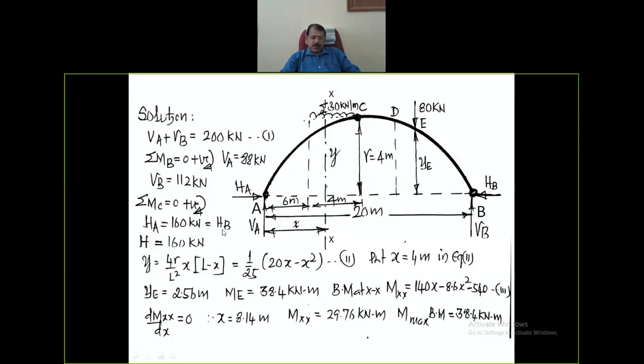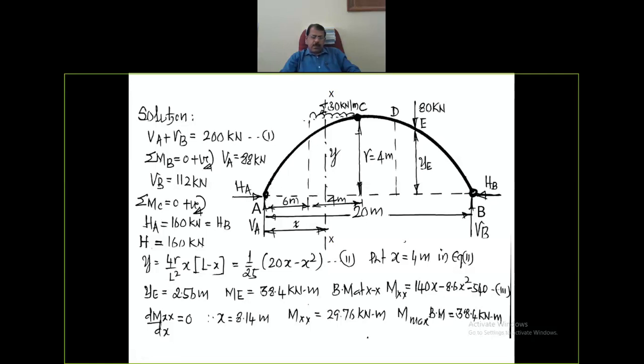That is also equal to HB, because in case of three-hinged arches where the arch is subjected to vertical load, as we know, the value of the horizontal thrust is always bound to be the same. That is, HA = HB = H. The value of H is equal to 160 kilonewton.